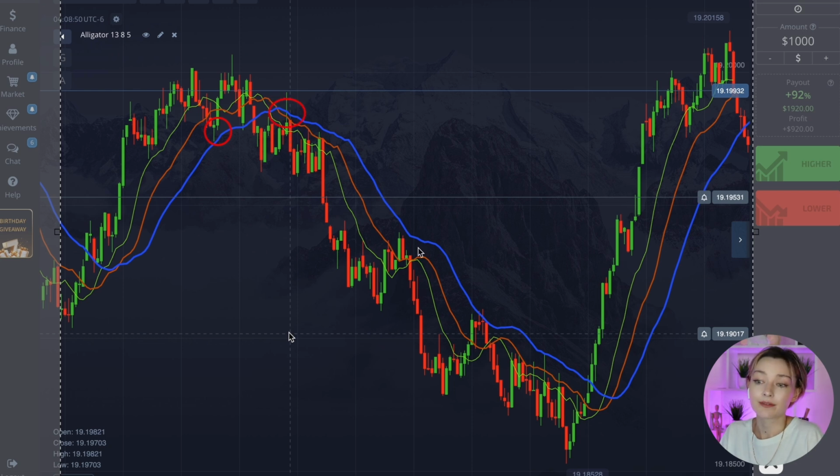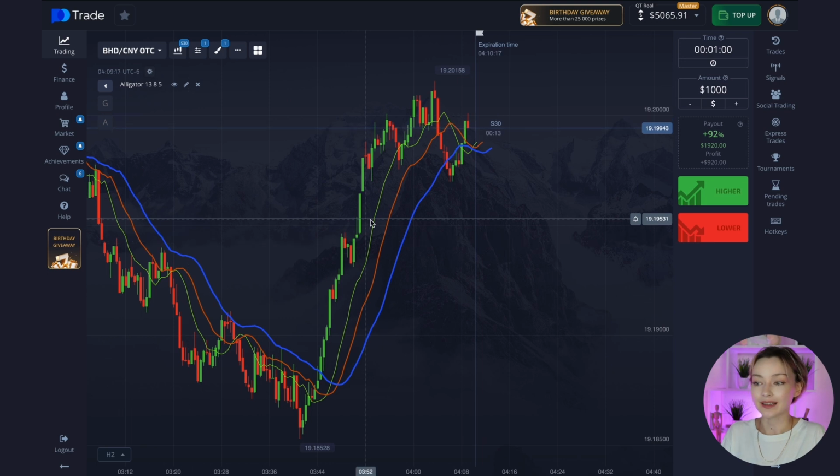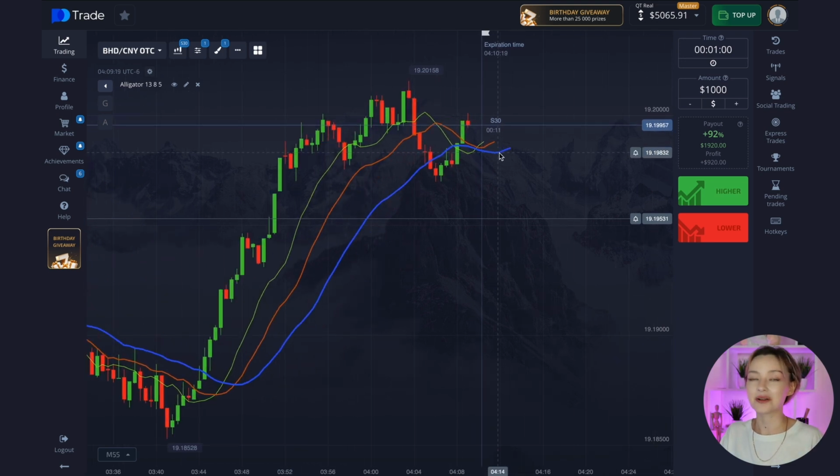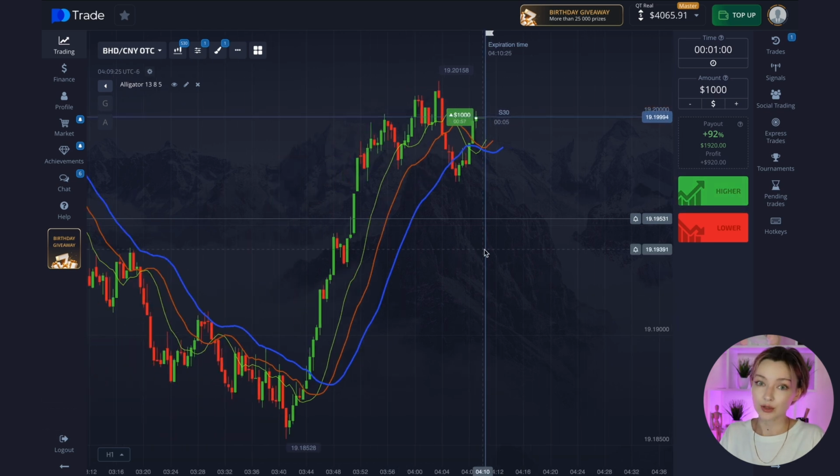It was probably just a false breakout of the moving average line that just happened to get protracted. Since the price has already settled above the blue, green, and orange lines, above all the three lines, I would assume the market is going to resume the rising motion. Let's see how our trade goes.